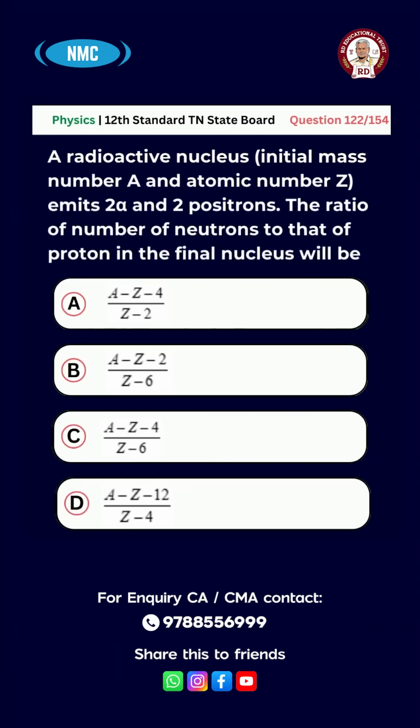Question number 122. A radioactive nucleus with initial mass number A and atomic number Z emits 2 alpha particles and 2 positrons. The ratio of the number of neutrons to that of protons in the final nucleus will be: option A, A minus Z minus 4 by Z minus 2; B, A minus Z minus 2 by Z minus 6; C, A minus Z minus 4 by Z minus 6; D, A minus Z minus 12 by Z minus 4. The right answer is option B, A minus Z minus 2 by Z minus 6.